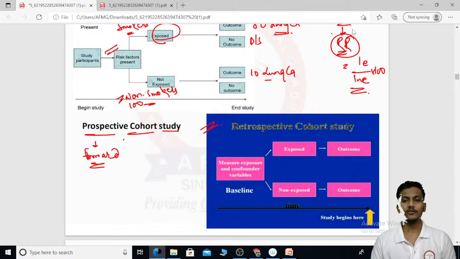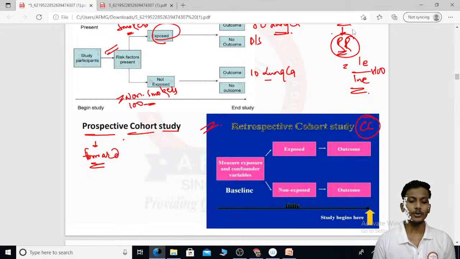In retrospective cohort study, what happens over here? Please remember guys, the study begins from the outcome itself. Okay, so you will say that from the outcome usually a case control study begins. So what is the difference between a case control study and a retrospective cohort study? Usually in case control study the risk factor is unknown. You are trying to find a risk factor for the disease. But in retrospective cohort study, you actually know a risk factor.